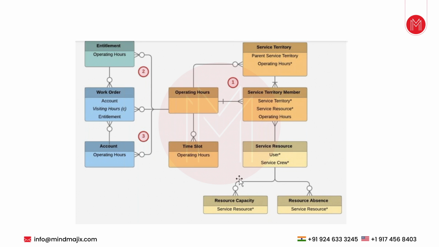Alright. So now the resource I'm going to split into two modules: their availability, their absence and the capacity. Here I'll check their resource capacity and here I check resource absence. If they are not available for today's work, I will maintain that record on a resource absence.